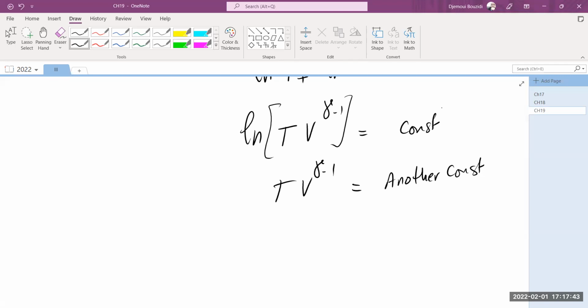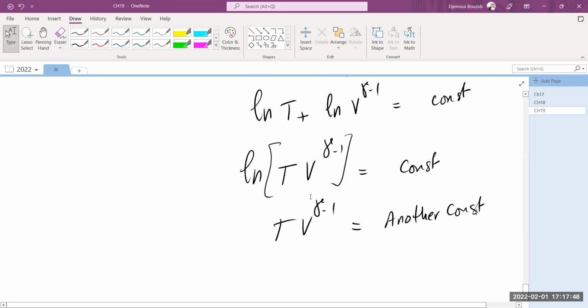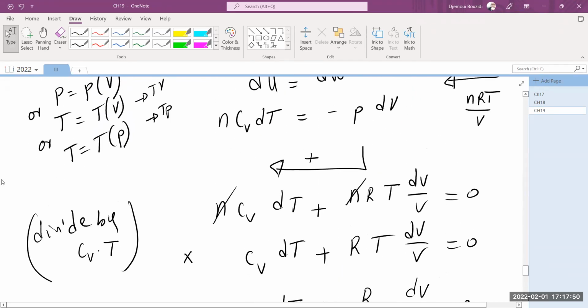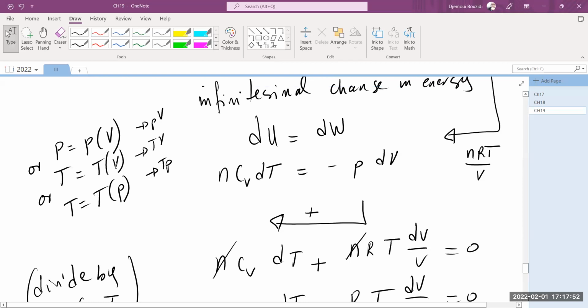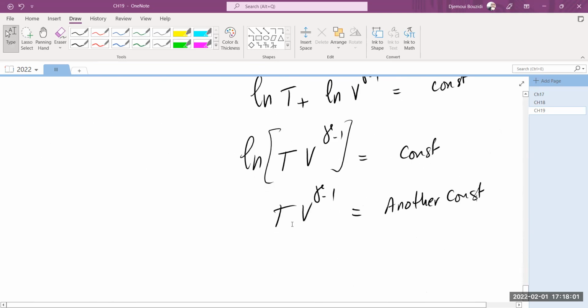So here is the problem. We have a relationship for how the temperature and the volume depend on each other. But as I was saying, I really don't like this one. We have a TV relationship, which is fine. I really want the PV relationship because that's what I typically work with in a PV diagram. So this would work. And this is part of the lab, by the way. You're supposed to show this as part of the lab.